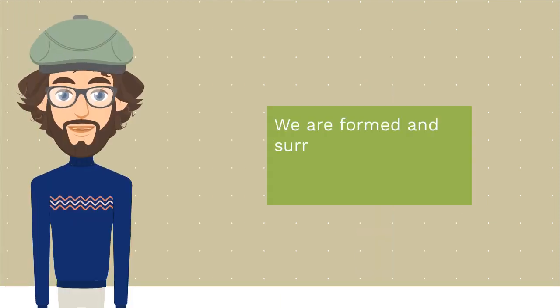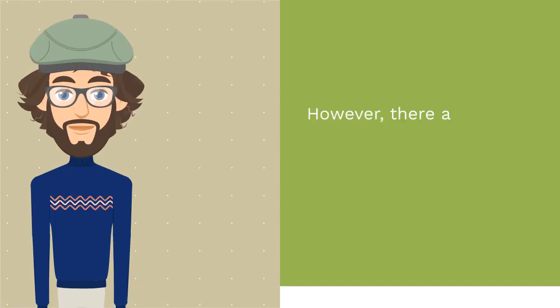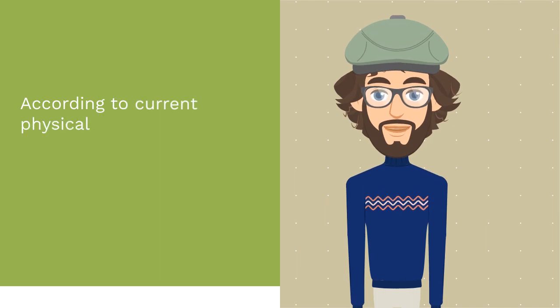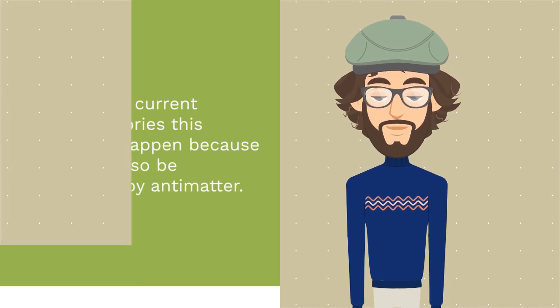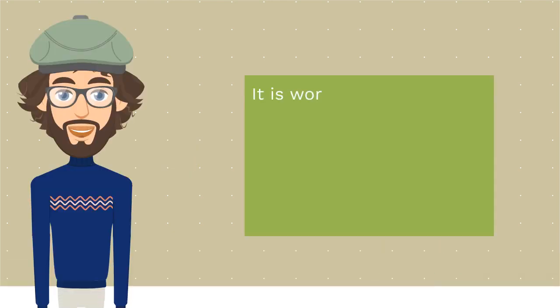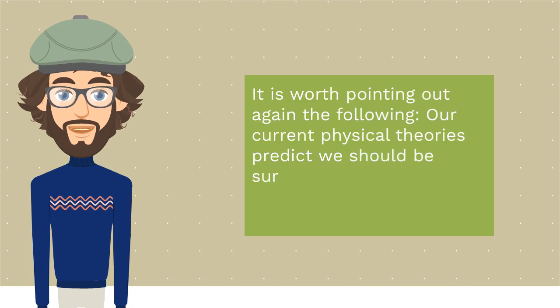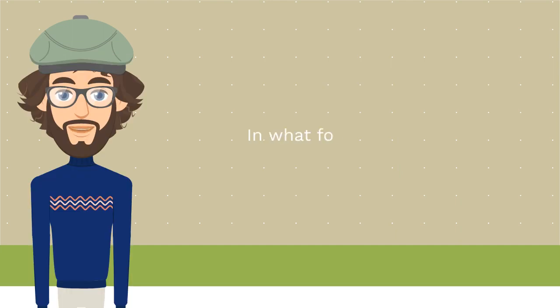We are formed and surrounded by matter formed by atoms and molecules. However, there are almost no antiatoms nor antimolecules in the observable universe. According to current physical theories, this should not happen because we should also be surrounded by antimatter. Why are we not surrounded by antimatter? It is worth pointing out again the following. Our current physical theories predict we should be surrounded by antimatter, but we are not surrounded by antimatter. In what follows, a possible explanation for this mystery will be presented.